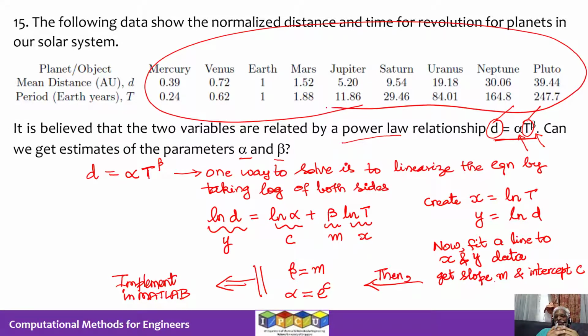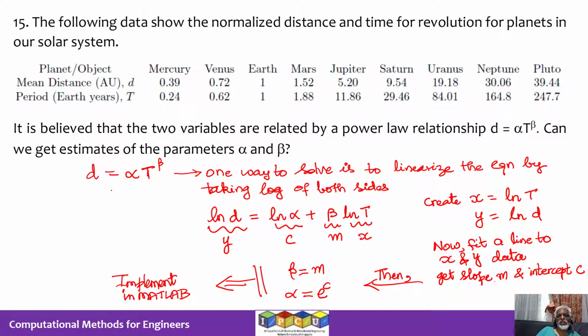So d is equal to alpha t to the power of beta, that's a nonlinear model. And usually one resorts to what is called nonlinear regression when it comes to estimating parameters of nonlinear models. However, the power law relationship can be converted to a linear form, and that is what is illustrated here. d is equal to alpha t to the power of beta. So we are trying to find out alpha and beta. So what we are going to do is linearize this equation.